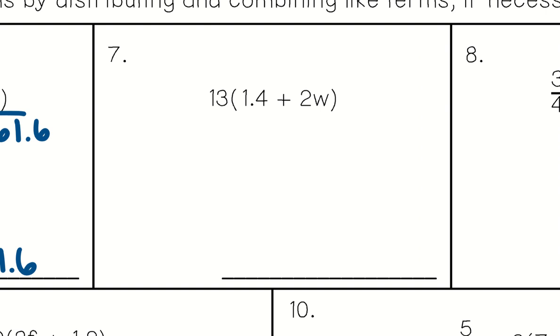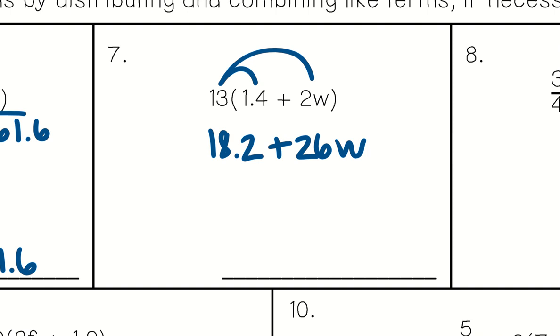All right, number 7. So notice we don't have anything extra in this one, so we can go ahead and distribute. So 13 times 1.4 is going to be 18.2. And then 13 times 2w is going to be positive 26w. So notice I don't have any like terms to combine. The only thing that I would do to change my answer instead of leaving it like this is just switch the order around. And I would write 26w first and then plus 18.2. Both of those are correct, but we just like to have them look the same and be in the same order.